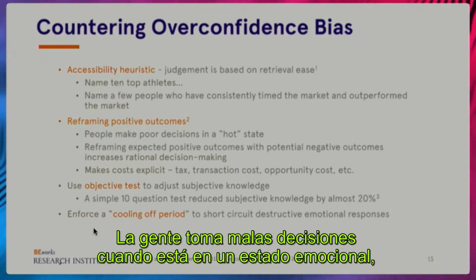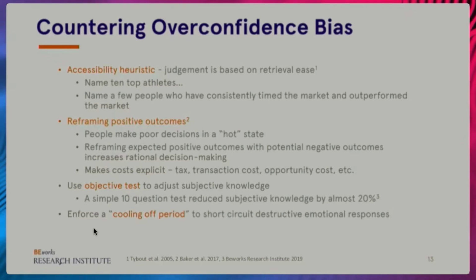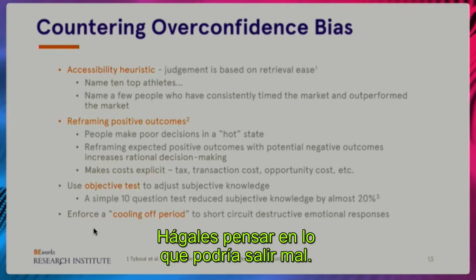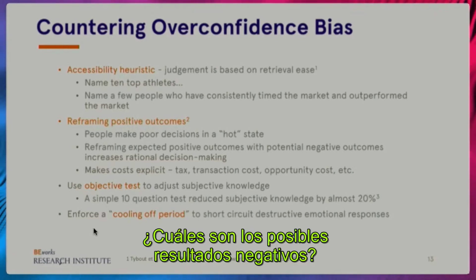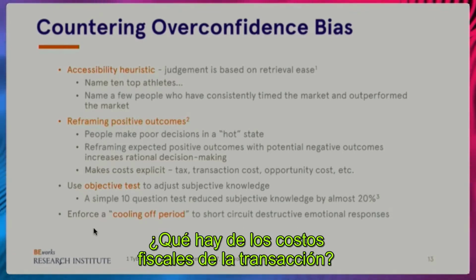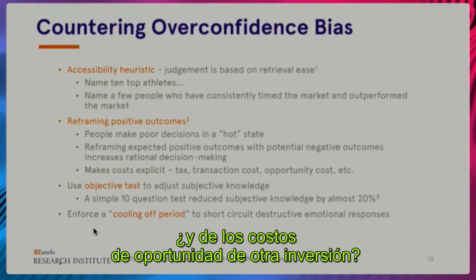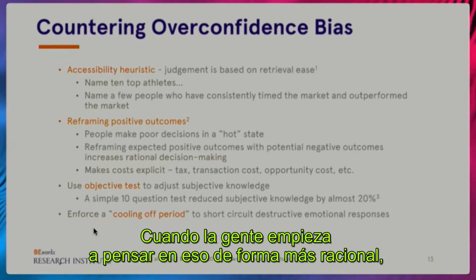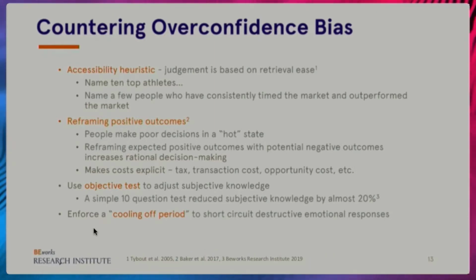People make poor decisions when they're in an emotional state. Rather than try and get them to change their mind, have them think about what could go wrong. What are the possible negative outcomes? Think about the costs, making them explicit. What about tax and transaction costs and opportunity costs of another investment? As people start to think about that more rationally, they tend to be less emotional.